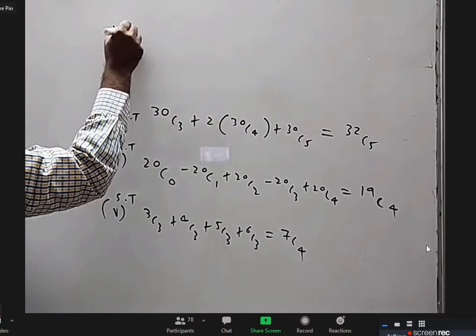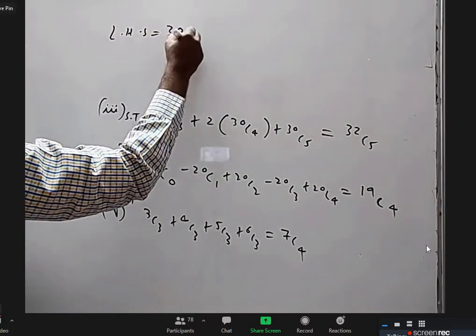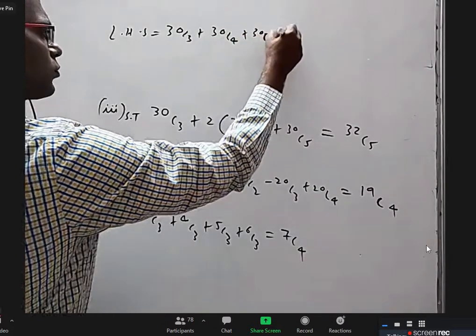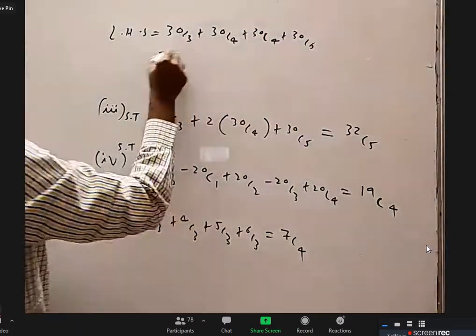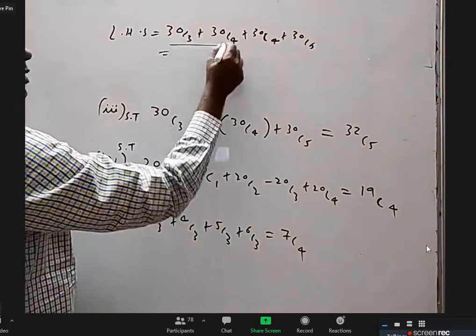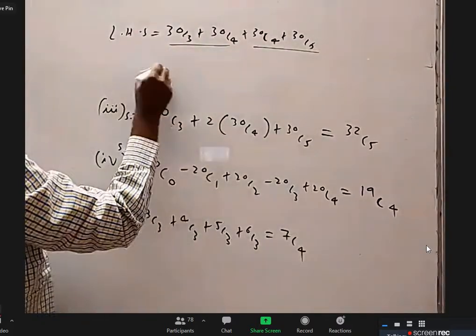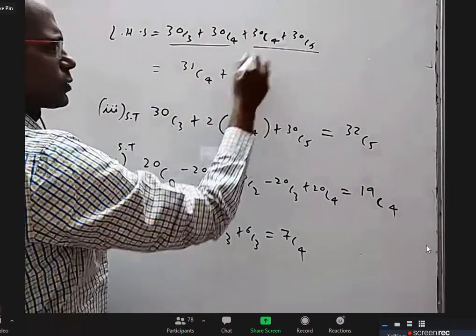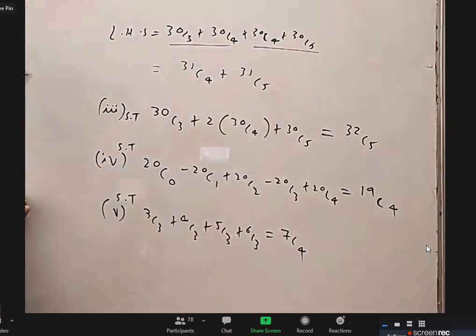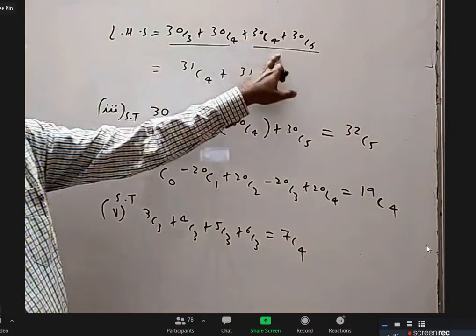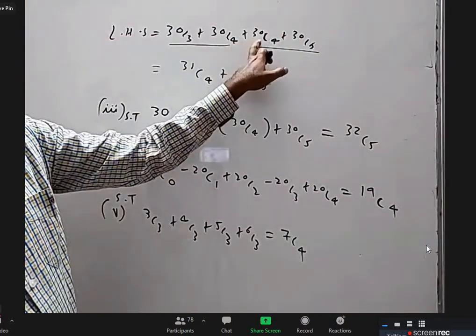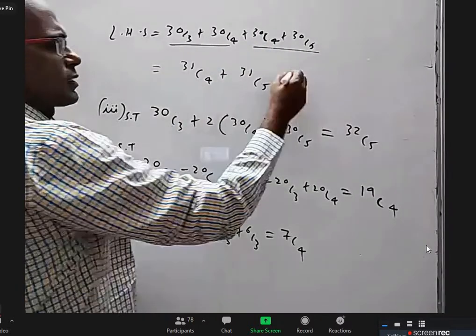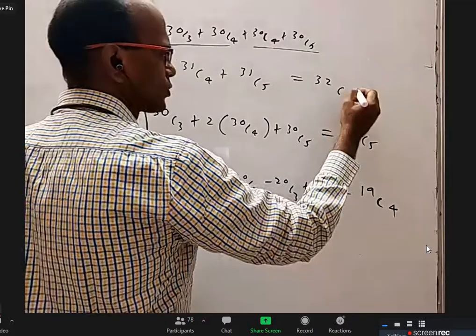Okay, this one: 30C3 plus 30C4 plus 30C4 plus 30C5. 30C3 plus 30C4, I'll use the formula. This plus this is 31C4. This plus this is 31C5. Whenever you have NCR plus 1, it is N plus 1 extra, and out of these two the bigger. Again, it is NCR plus 1 formula, so it is 32C5.